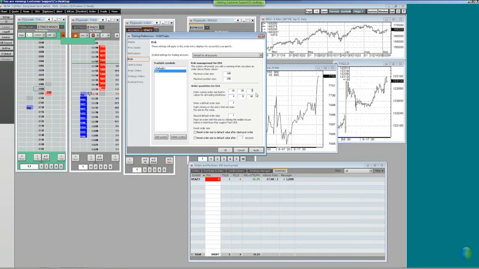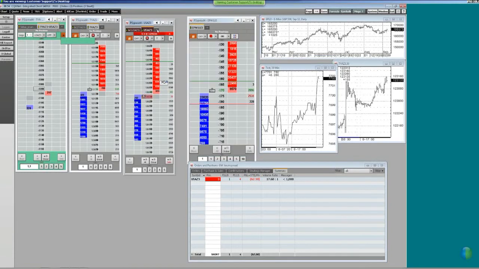If we set it up. Let me be absolutely clear. Let me be very, very clear. This is only a fat finger limit for the front end. This is not the limits that your FCM would set for you. This is just a convenience to have the ability to set your own limits based on products.